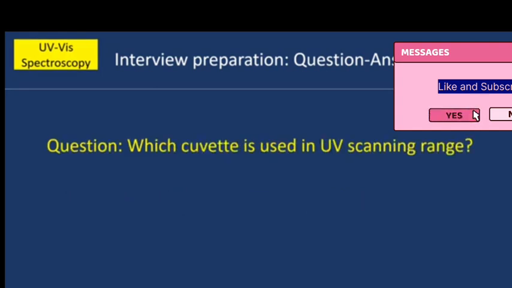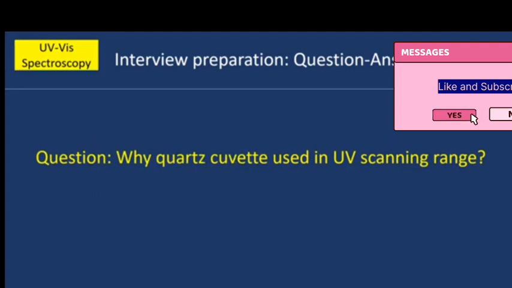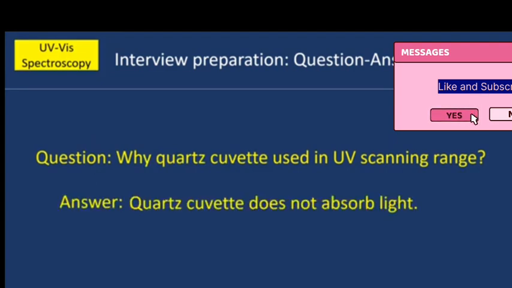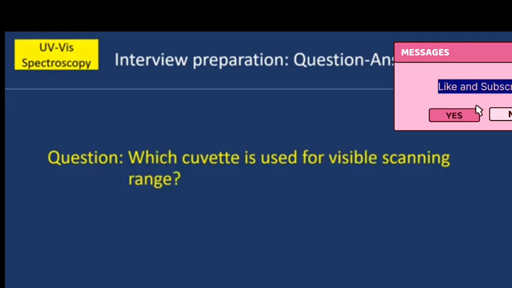Which cuvette is used in UV scanning range? Quartz cuvette is used in UV scanning range. Next question. Why quartz cuvette used in UV scanning range? Quartz cuvette does not absorb light, that's why it is used in UV scanning range. Which cuvette is used for visible scanning range? Glass cuvette is used for visible scanning range.